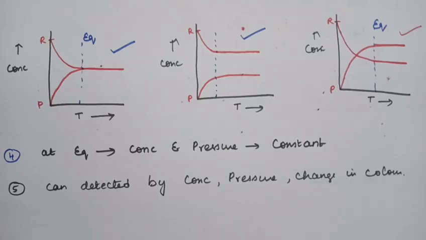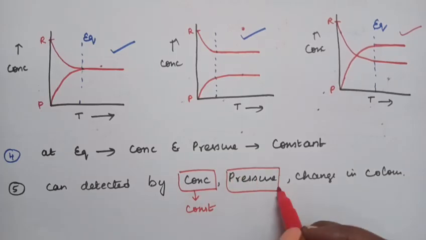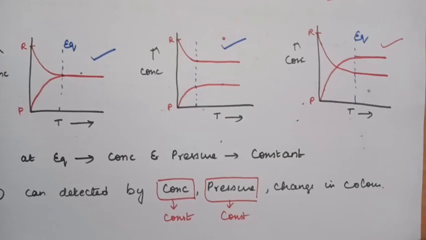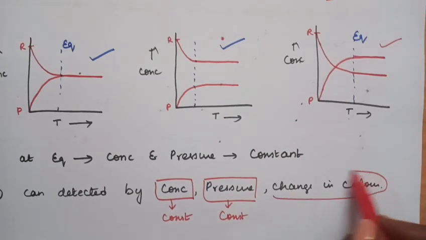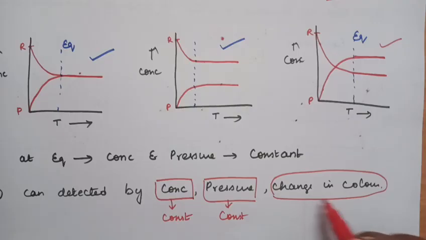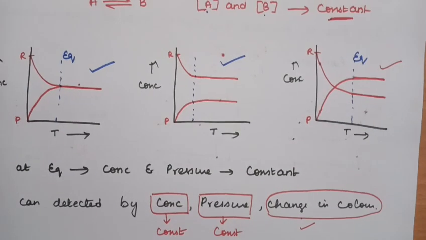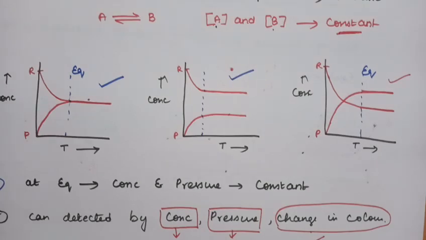So meaning is a reaction will be taking place. So you have to check whether the reaction has attained equilibrium. So what you should see is you have to check the concentration. If the concentration has become constant, then you can say that equilibrium is reached. Or if pressure becomes constant, then you can say the system has attained equilibrium. Or if you see change in color, so if you get a constant color, then you can say the system has attained equilibrium. So these are the characteristics of equilibrium.